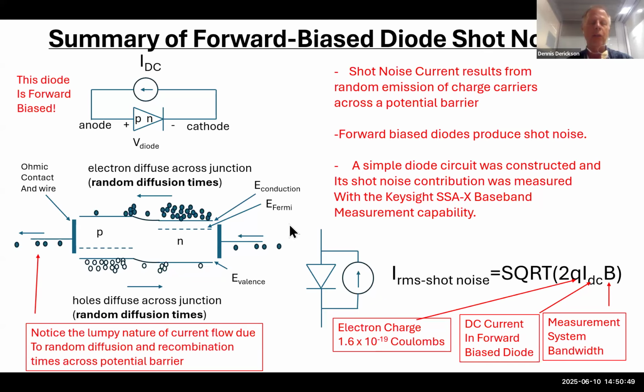So next thing we'll do after this presentation, we'll start looking at another kind of diode noise, which is reverse biased breakdown noise, which is even stronger than the forward biased shot noise, but it's still just a form of shot noise.